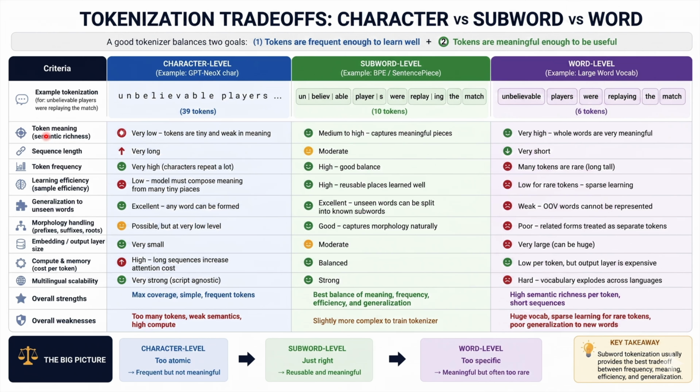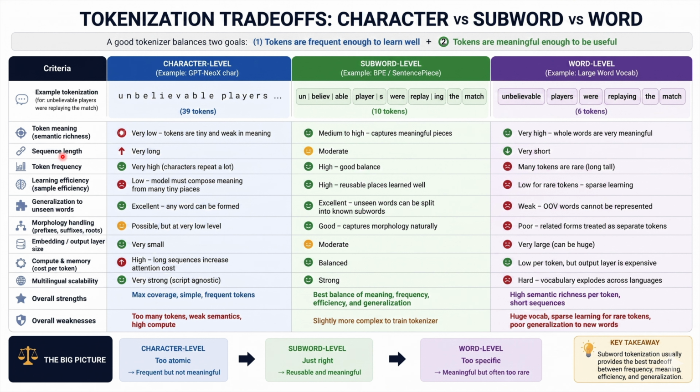At first, token meaning. That means how much information each individual token is carrying. In character level, it is very low because, as we know, a single character doesn't convey as much information. Now, if we compare that to word level, the information or semantic richness is very high here, because for each token we have the individual word. Subword level again balances it. The meaning or semantic richness is medium to high. It captures meaningful pieces.